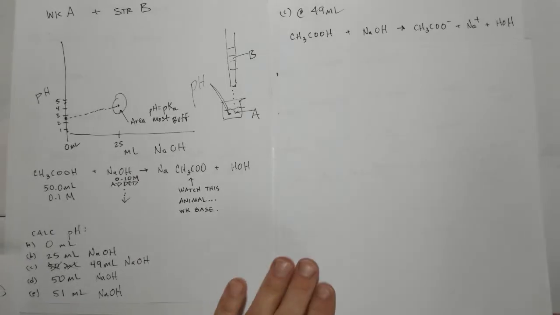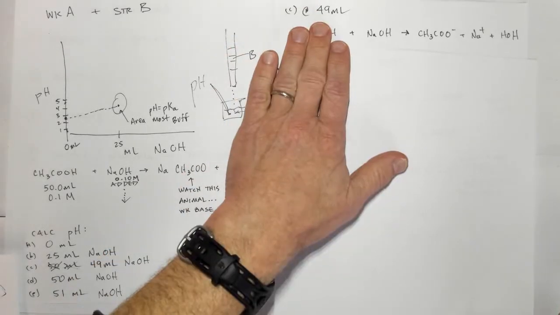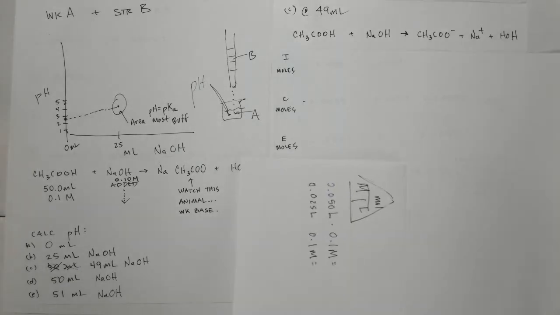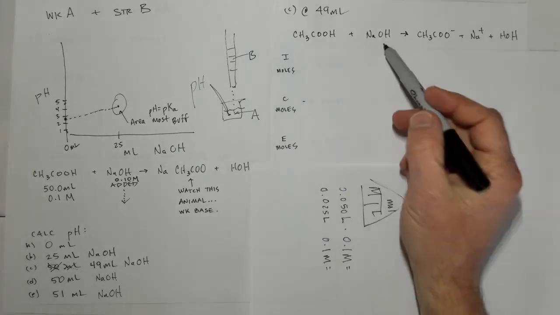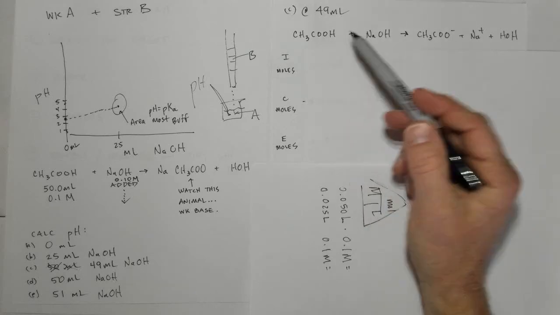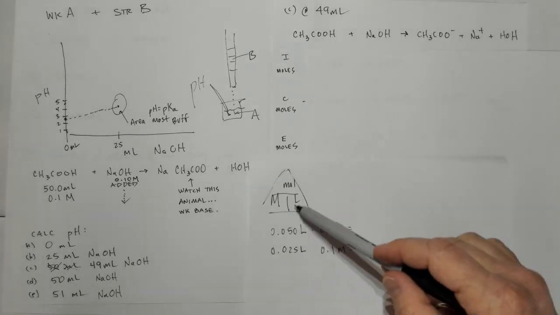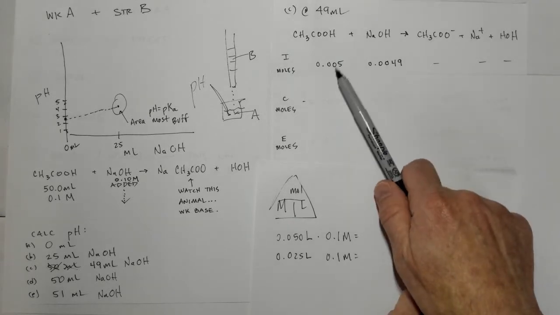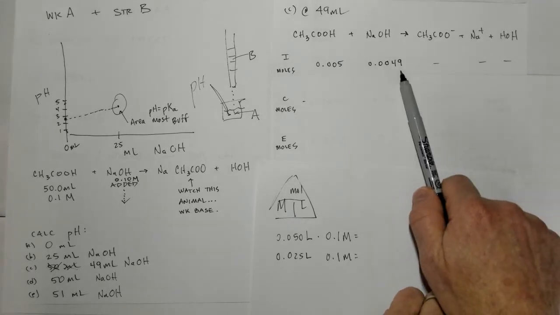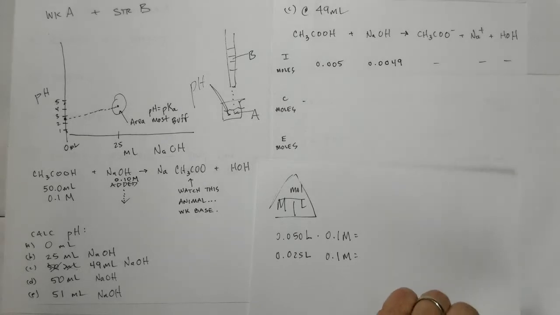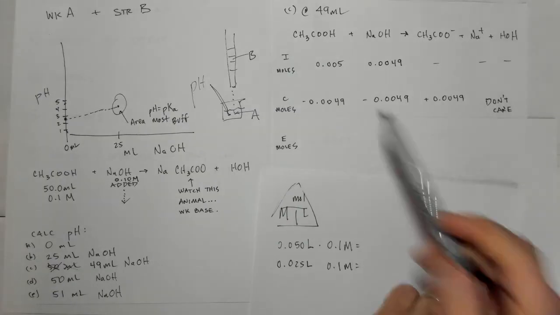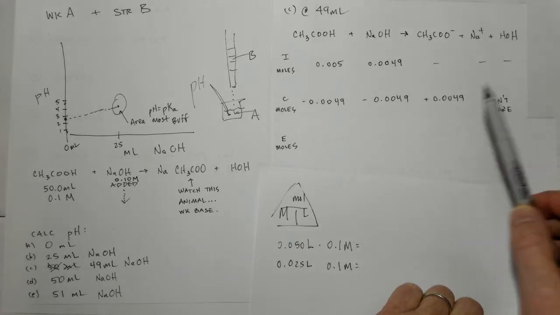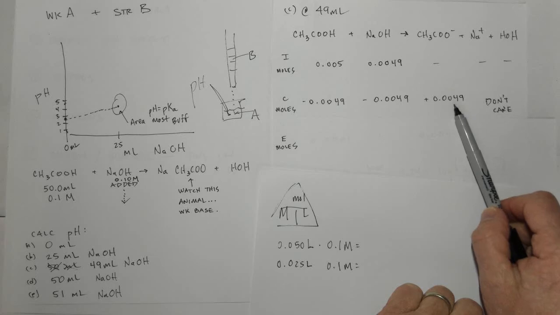We're now at 49 milliliters in problem letter C right here. So we've got 49 milliliters of NaOH added to our 50 milliliters here. Once again, using our molarity triangle, we've got 0.005 moles of this, 0.0049 of this. The smaller amount's going to get used up. So over here, I lose 0.0049. I lose all of it that I have here. I gain a bunch of this conjugate base over here.